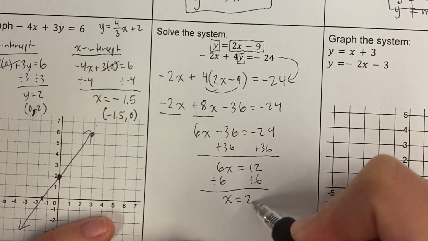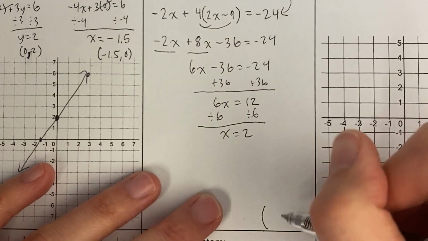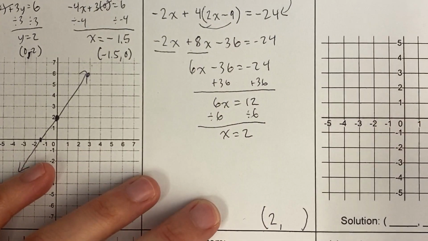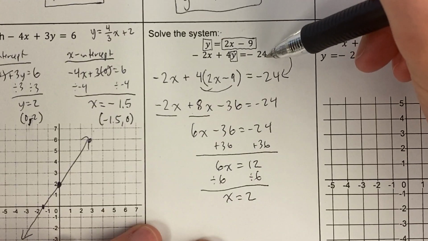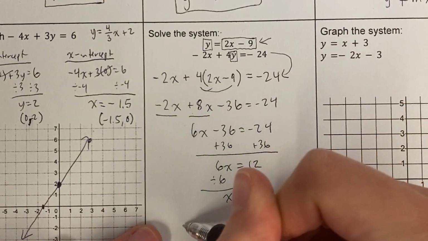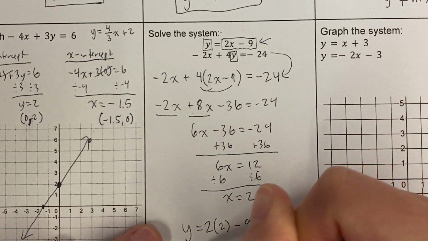I have my x value, x equals 2. But remember, if I'm solving a system, my answer is going to be an x and a y. So I already have a 2, and I still need the y value. So I'm going to plug this 2 back in. It doesn't actually matter which equation I plug it into, but this one's going to be easier. So I'm going to go ahead and plug this back in.